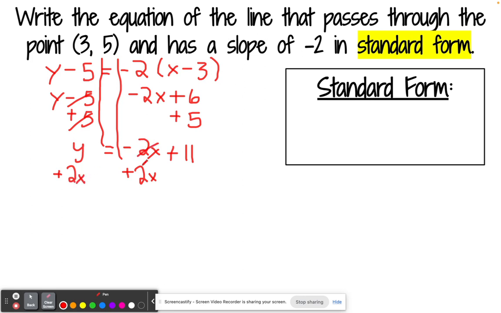This cancels out. So now I'm left with 2x plus y equals 11.